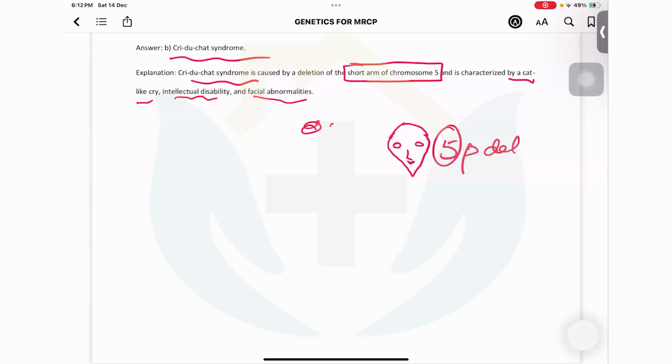5 is chromosome number 5. P is the short arm of the chromosome. The long arm is known as Q, and it is deletion.